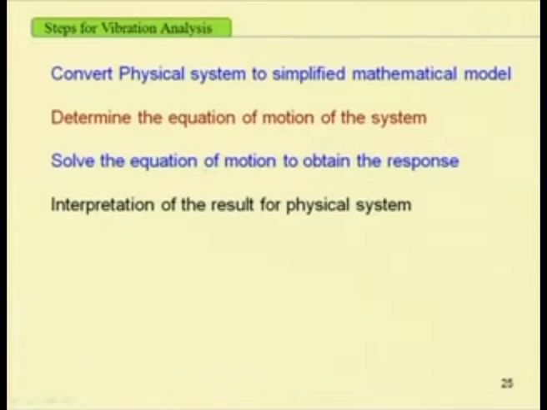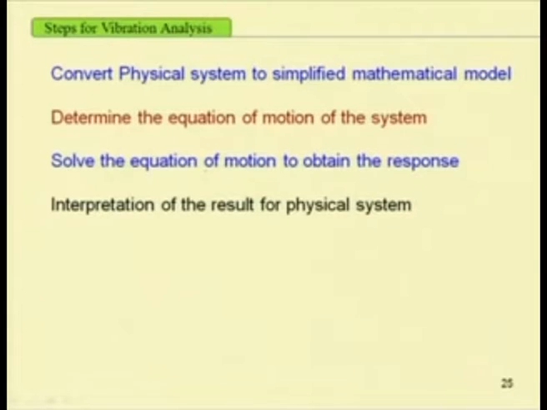So, first one has to convert the physical system to a simplified mathematical model, then determine the equation of motion of the system, then solve the equation of motion to obtain the response, and finally, interpretation of the result for the physical meaning of the system is required. So, during this course on nonlinear vibration, we will carry out all these 4 steps to study different systems.